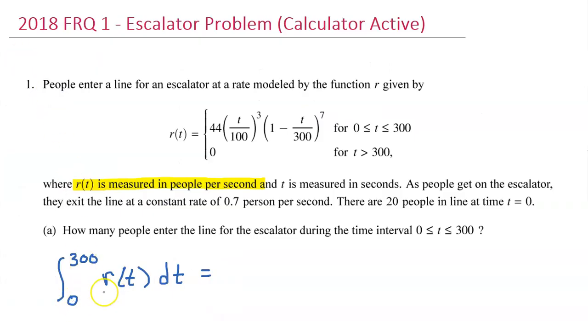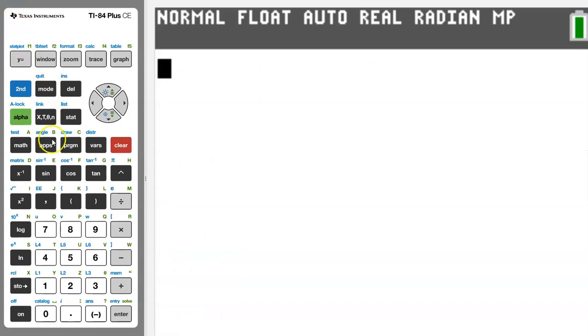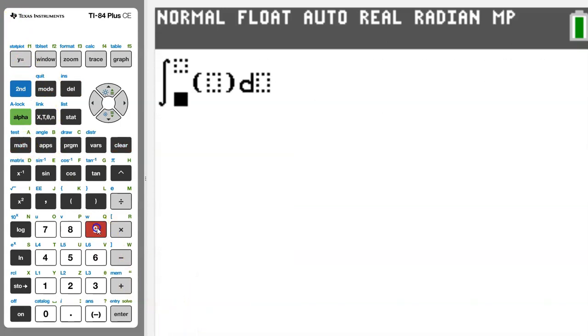Now we just need to evaluate the definite integral from 0 to 300. So back to the calculator. Let's quit our way out of this by hitting second quit. For the integral, we hit the math button and choose option 9. We are integrating from 0 to 300. And we want to integrate r of t. But remember, we typed r of t into y1. So we just need to get y1 in here.